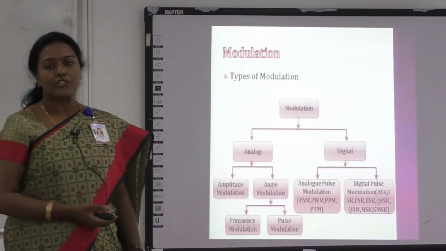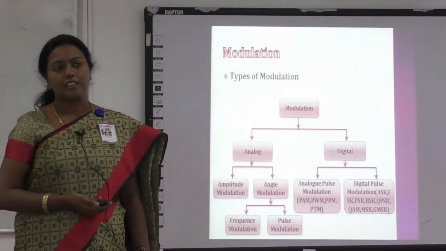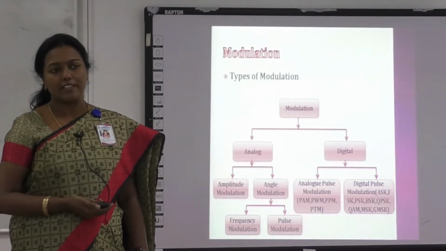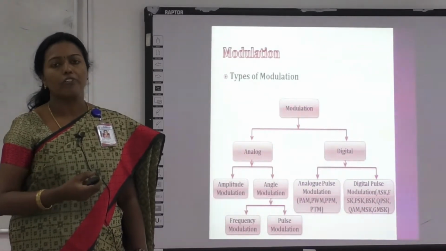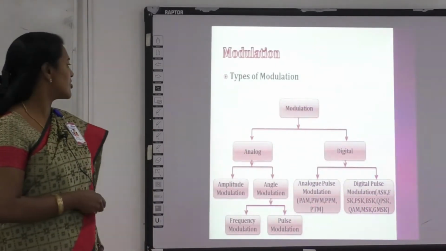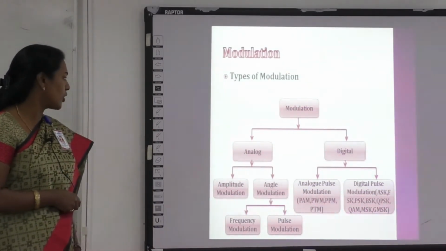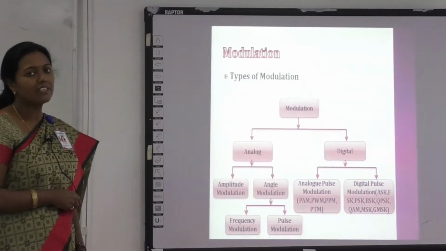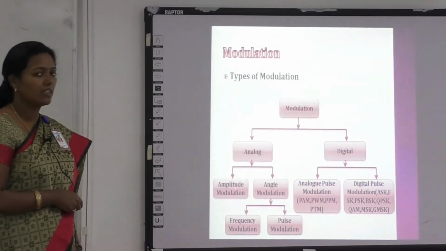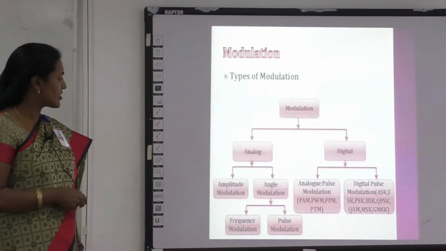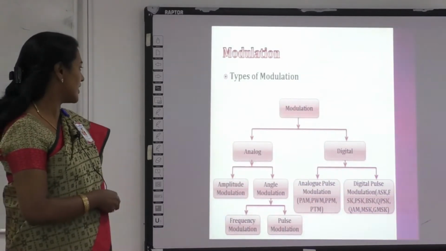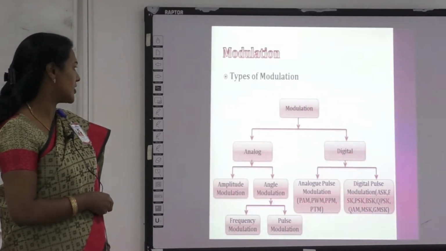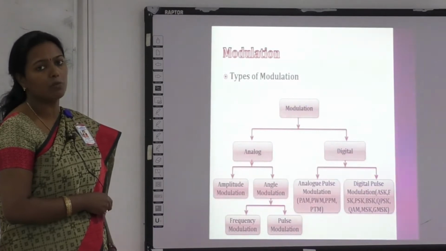In amplitude modulation, the characteristics of the high frequency carrier that may be changed are either amplitude, frequency or phase. So if you change the amplitude of the high frequency carrier wave in accordance with the modulating signal, that is called amplitude modulation. If you change the angle, which has both frequency and phase, then it comes under angle modulation. So these are under analog modulation, and the corresponding communication is called analog communication.